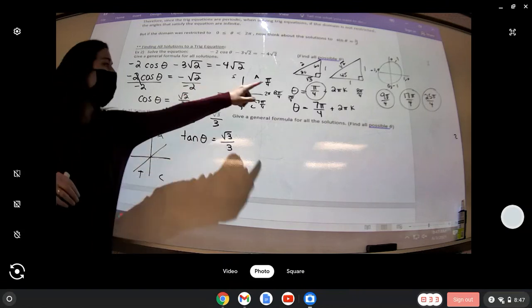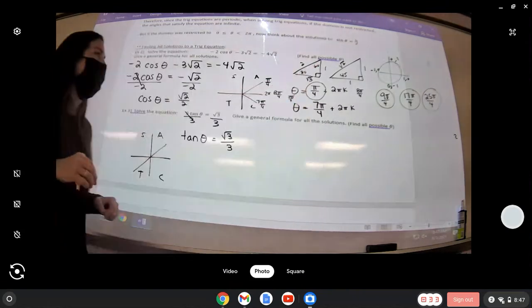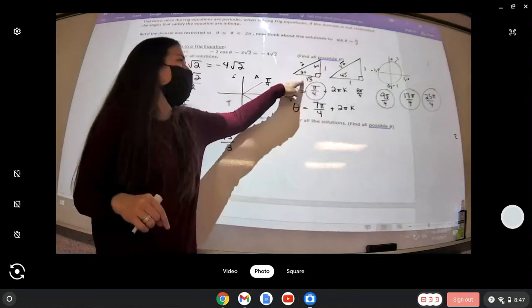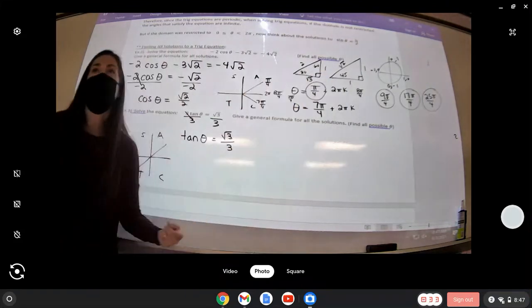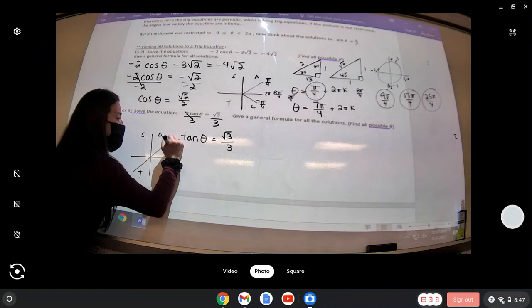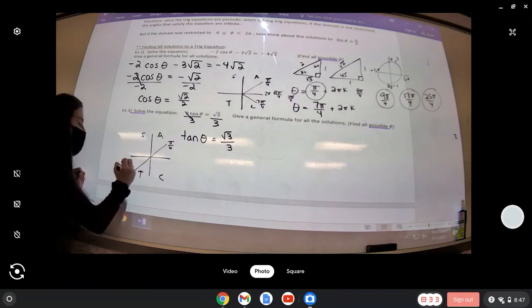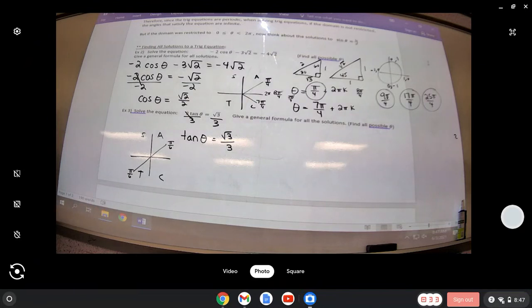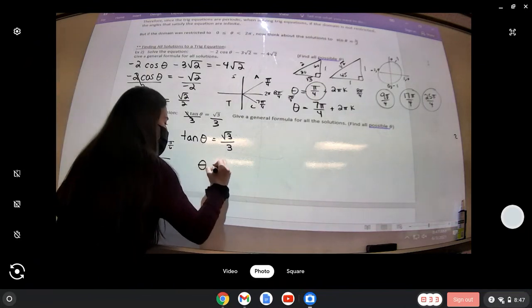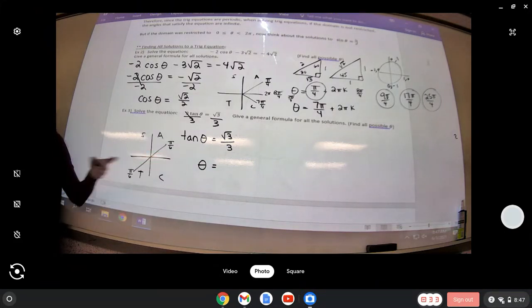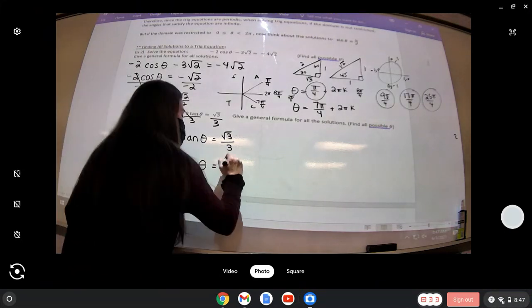Who is it? Go to your triangle. Who had a tangent, opposite over adjacent, of root 3 over 3? Well, guys, 30 would be 1 over root 3. Rationalize that. That's root 3 over 3. So it's definitely a multiple of pi over 6. So there's a multiple of pi over 6 in quadrant 1 that makes this true. And there's a multiple of pi over 6 in quadrant 3 that makes this true. All right, so that means theta could be. Well, guys, who's the answer in quadrant 1? What multiple of pi over 6 lands in quadrant 1? Pi over 6.